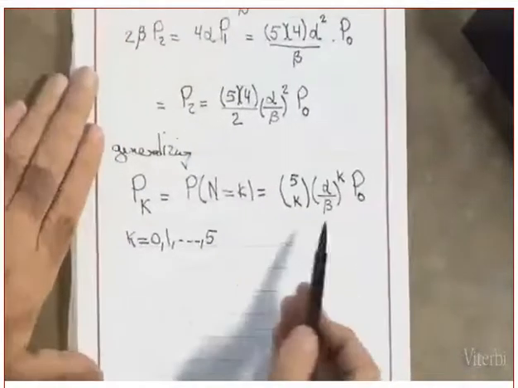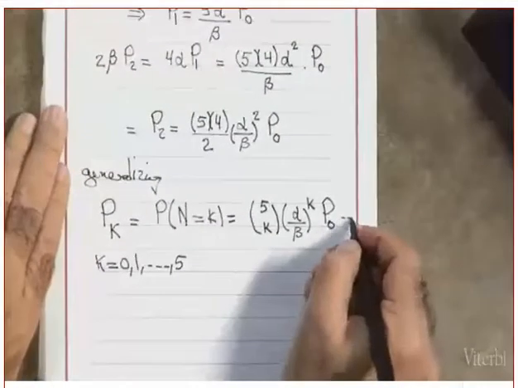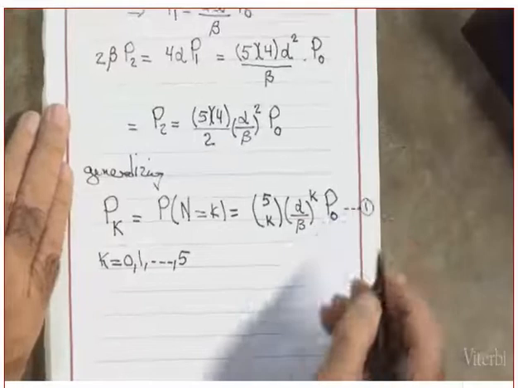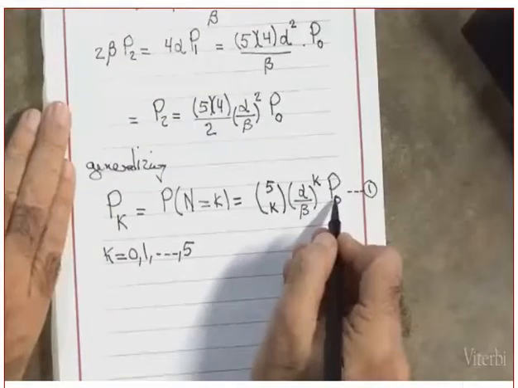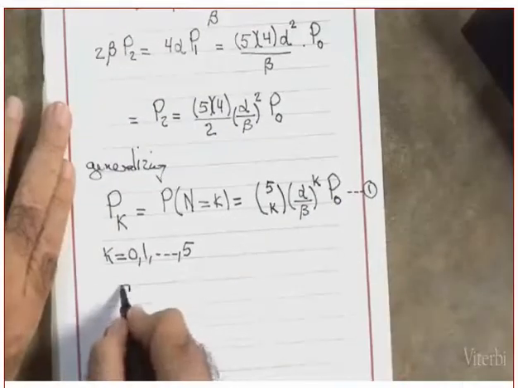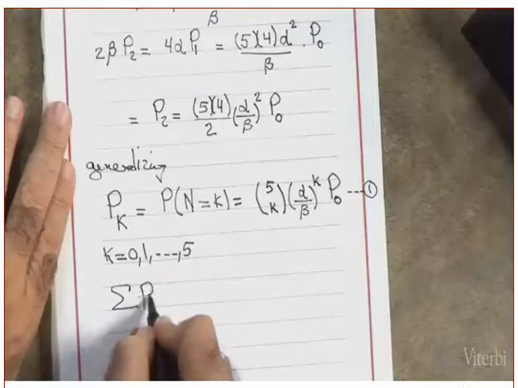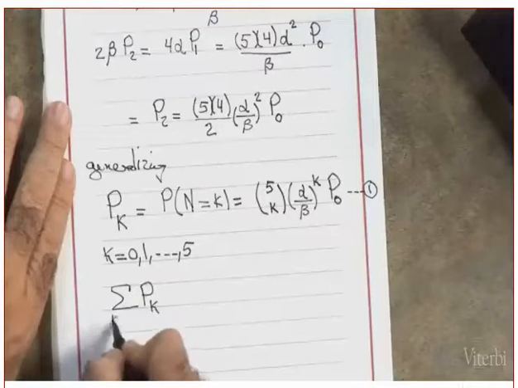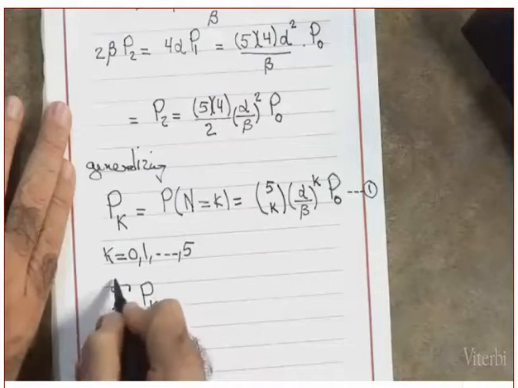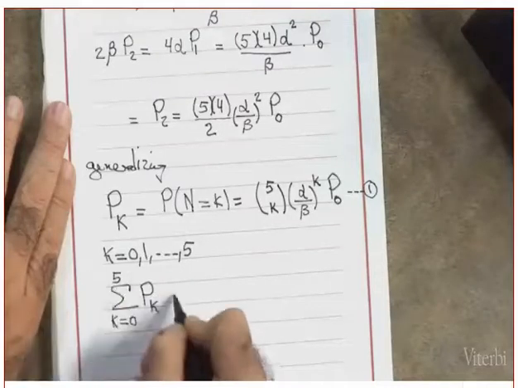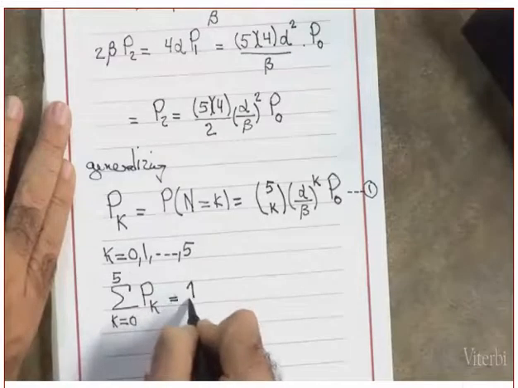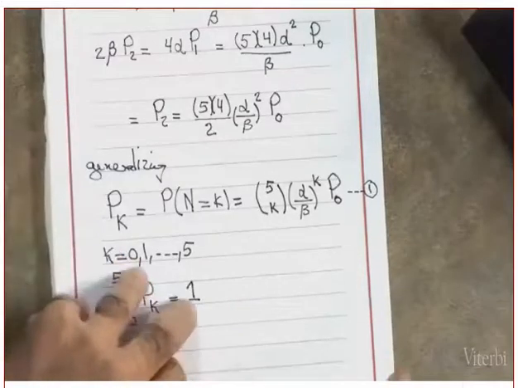Now, what is the unknown? Am I done or do I need one more equation? Let's put this one as equation 1. I need to find what is P0. Yes? So what is the other equation? Summation of P sub K, K equal to 0 to 5, has to be equal to what? 1.